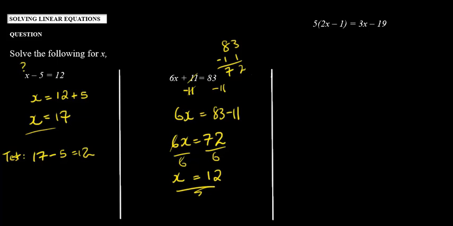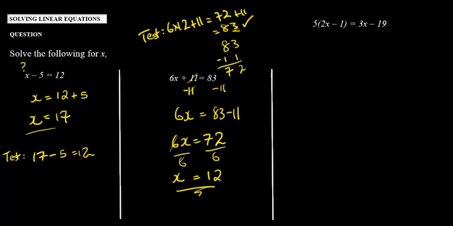And again, we could test it, because if I put it here into a test, 6 times 12 plus 11, 6 times 12 is 72. And 72 plus 11 is equal to 83. So I know that x equals 12 is correct.